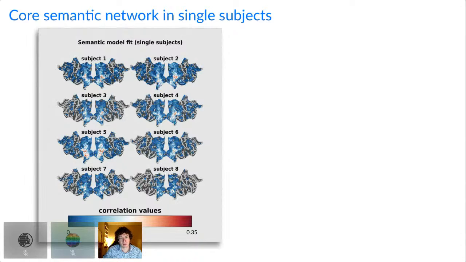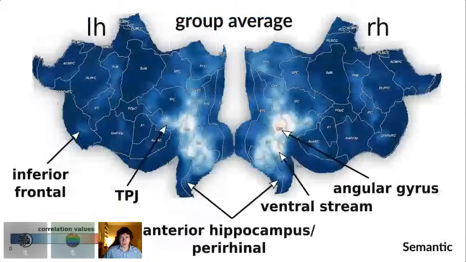What you can appreciate already is how the maps that come out from the Searchlight procedure are highly similar across our 8 subjects. We've done some statistics, and the effect sizes of these correlations are very, very strong. Given the amount of data that we have, this is not surprising. Here is a zoom in on the group average, again on a cortical flat map.